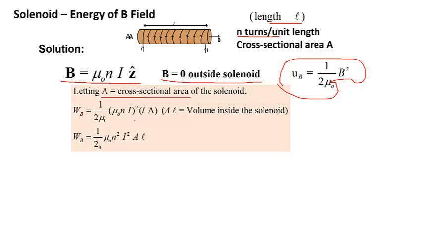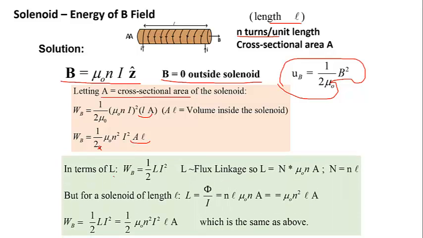So if we take L times A, that will be the volume inside the solenoid. Well, because everything is a constant in terms of the various factors here, we don't have to integrate, we just multiply by the volume. And so we end up then with 1/2 mu 0 n squared I squared times A L. So that's the energy contained in the magnetic field that's inside of this solenoid.